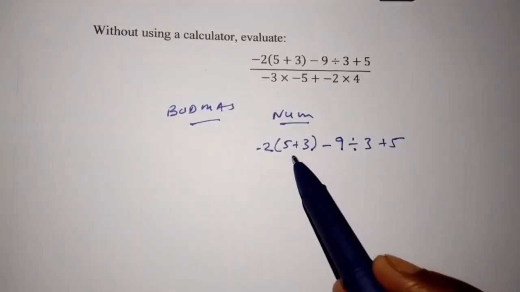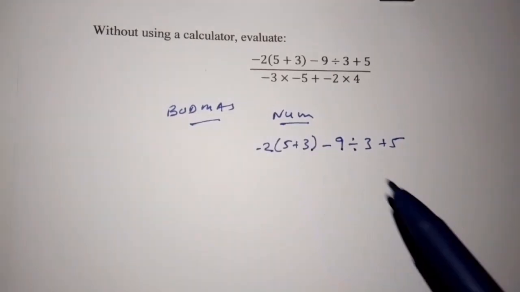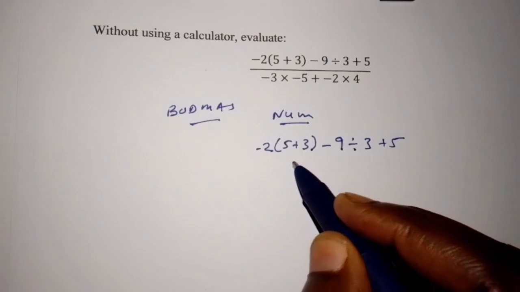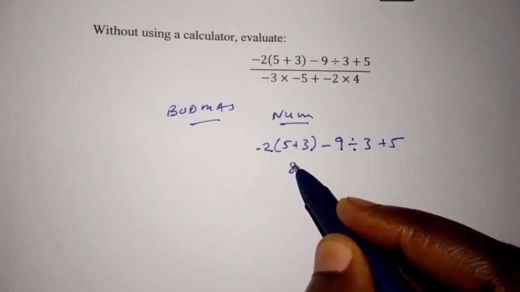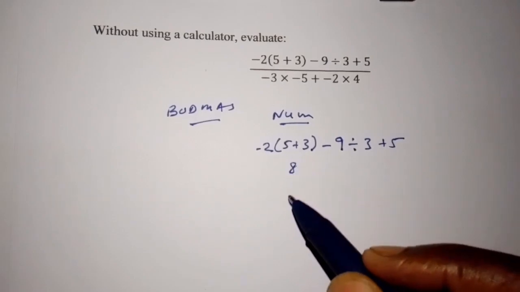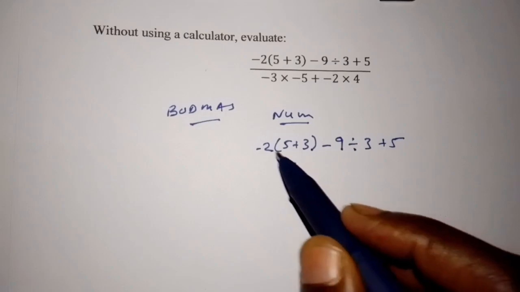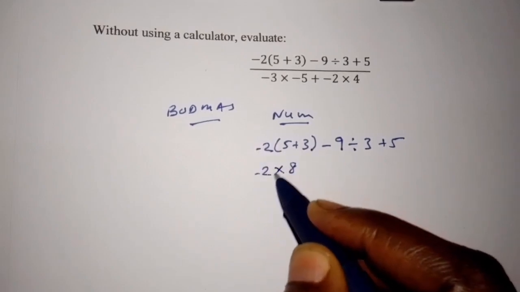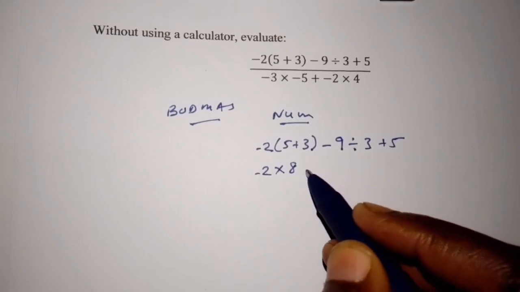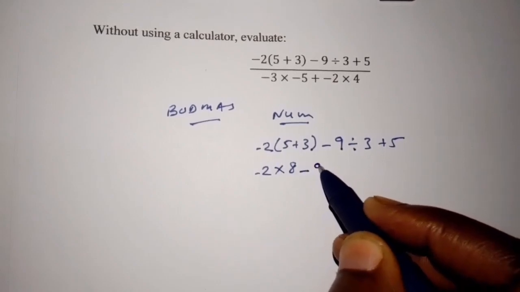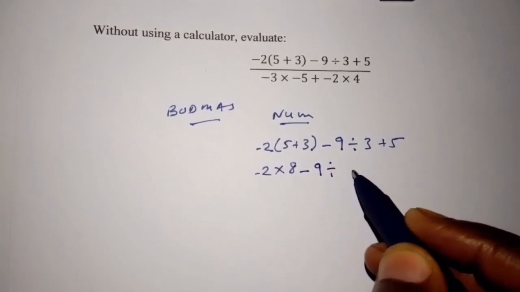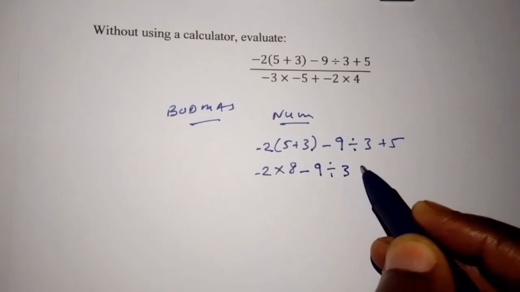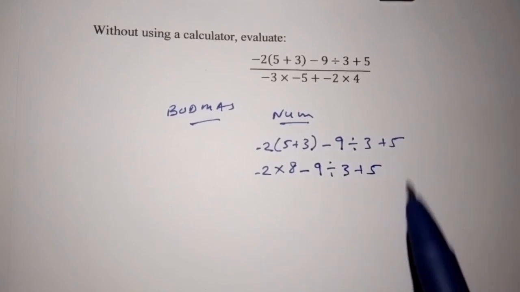The bracket here is 5 plus 3. 5 plus 3 is 8. So this is going to become -2 times 8 minus 9 divided by 3 plus 5.